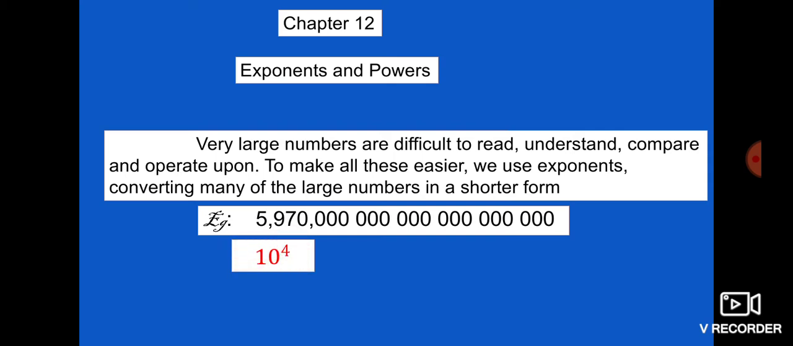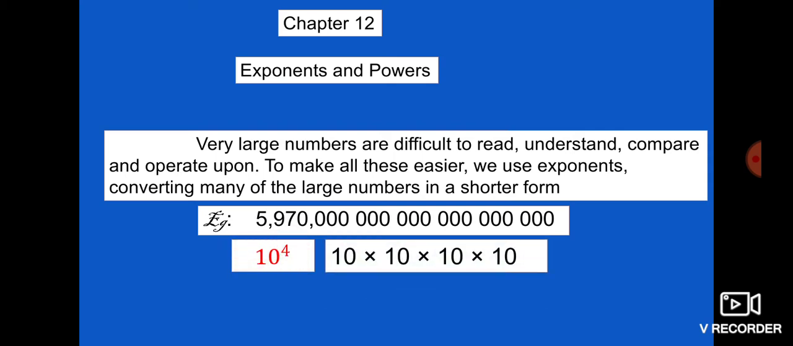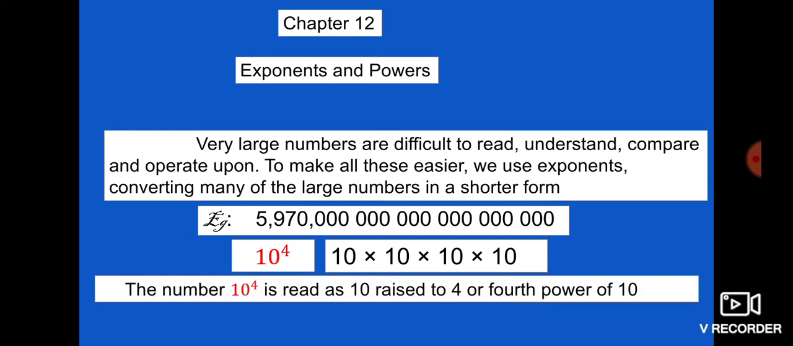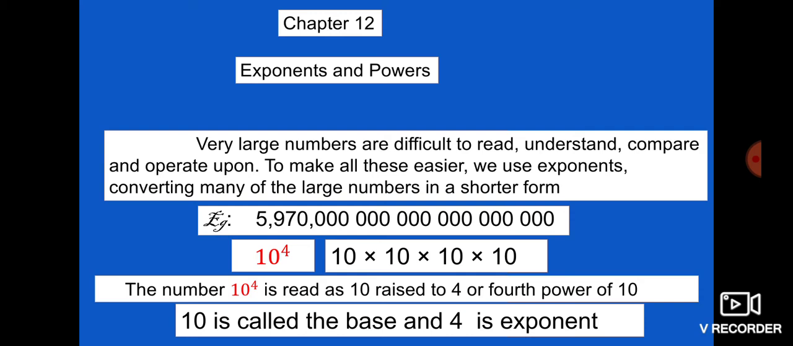This is read as 10 raised to 4. That means 10 into 10 into 10 into 10. 10 raised to 4 means the number 10 multiplied 4 times. The number 10 raised to 4 is read as 10 raised to 4 or the fourth power of 10. This very large number is converted into this type of number, which is called an exponent. Then we can read it very easily.